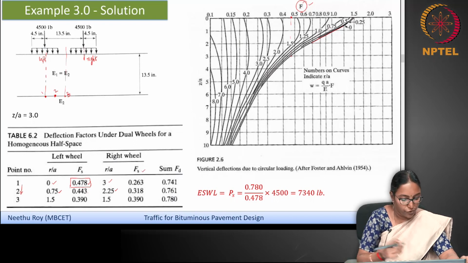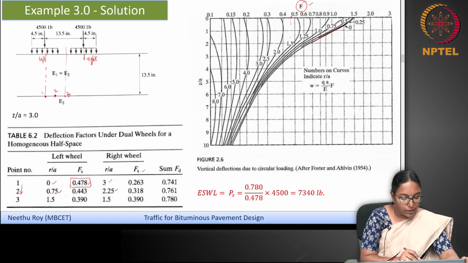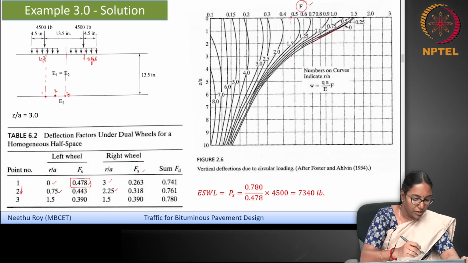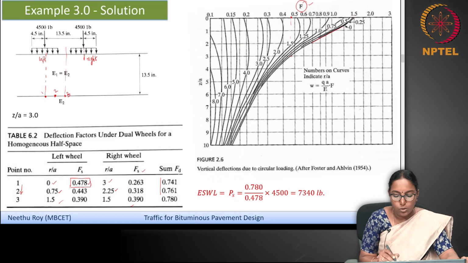Suppose it is 0.44, you can write it as 0.44 itself. Okay. So, you got the values at point 2. Likewise, you can consider point 3. You get the values for the left wheel and the right wheel, and the coefficients or the deflection factors are to be summed up to get the total deflection factor FD for the dual wheel.